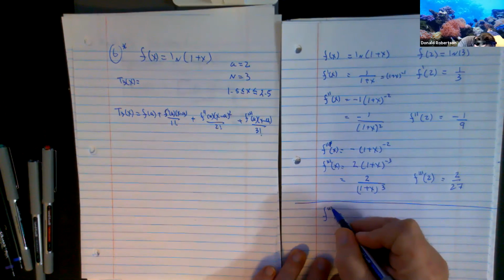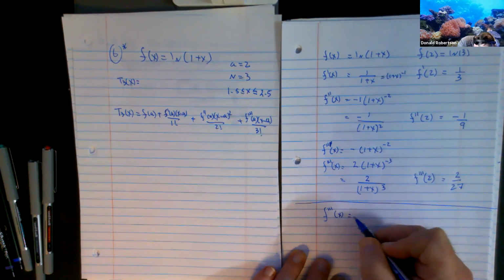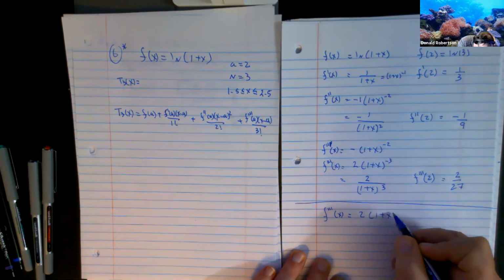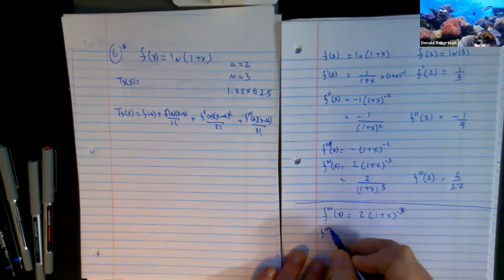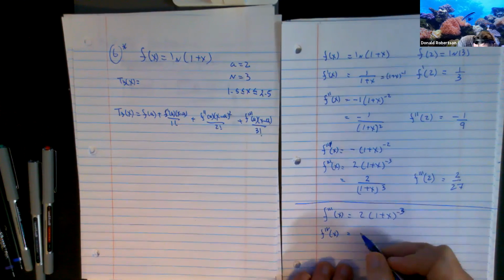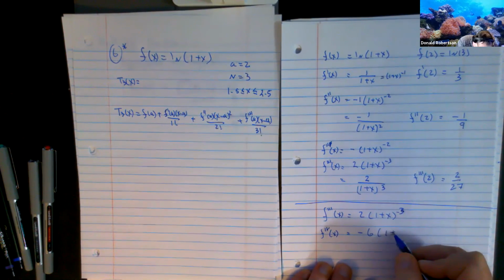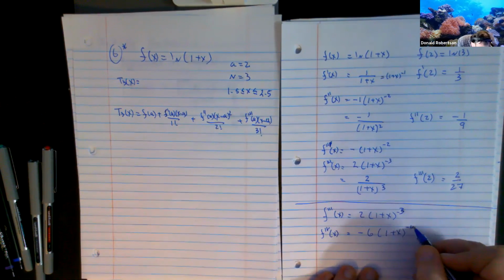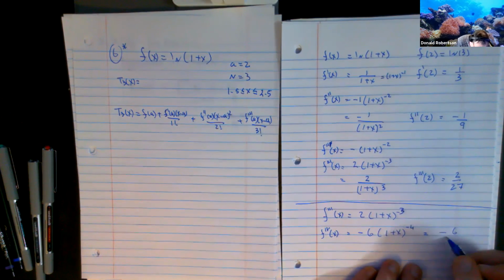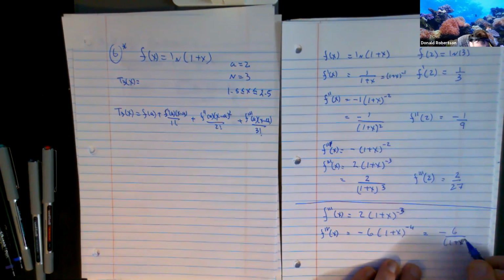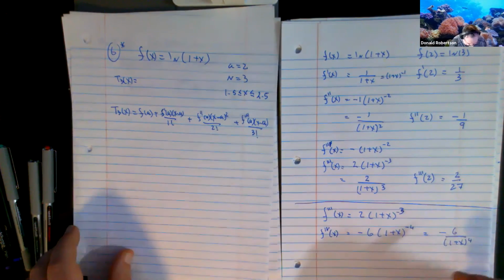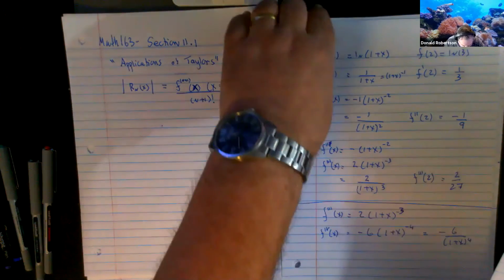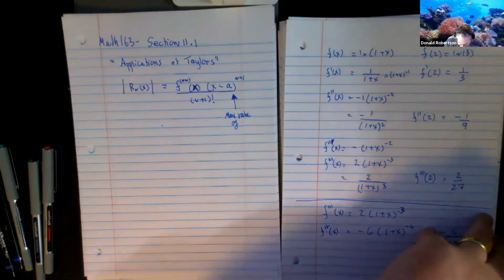So if we think about the third derivative, which is this here, I need to find out what the fourth derivative would be. And that's going to be what? Negative 6 times 1 plus x to negative 4, which I'm going to call that. Right, I don't need it right now, but I will need it later. Okay, we've got all the pieces. Let's put them in, see what we get.